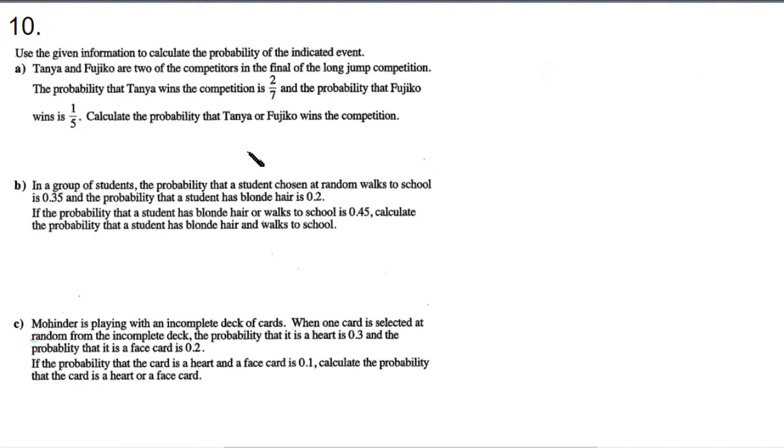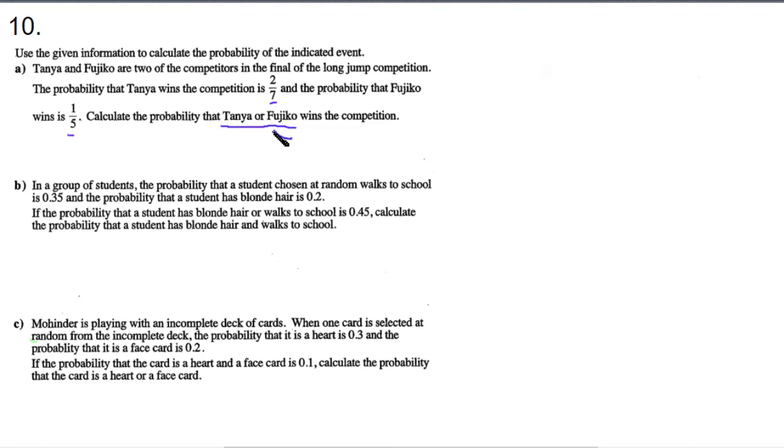This is question number 10 from the probability assignment. Use the given information to calculate the probability of the indicated events. Tanya and Fujiko are two of the competitors in the final of the long jump competition. The probability that Tanya wins the competition is 2/7, and the probability that Fujiko wins is 1/5. Calculate the probability that Tanya or Fujiko wins the competition.